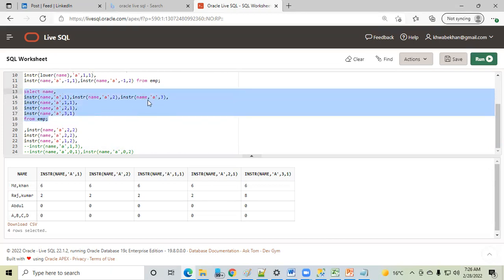This is a twist point. Concentrate on the output of INSTR name, comma, A, comma, 3. This will show you some twist here. What is the twist here? Ignore the last three columns, just concentrate on the first three.